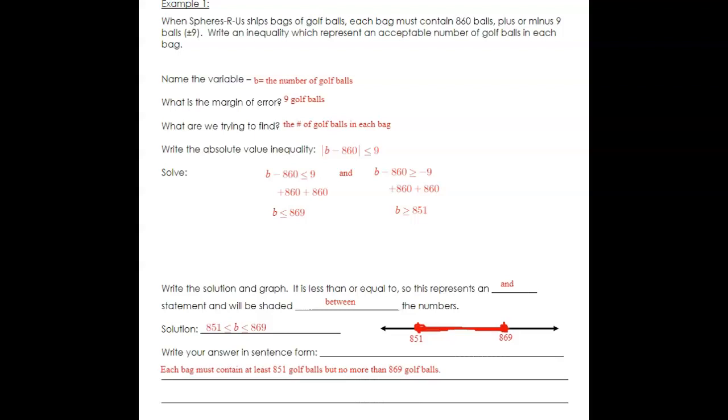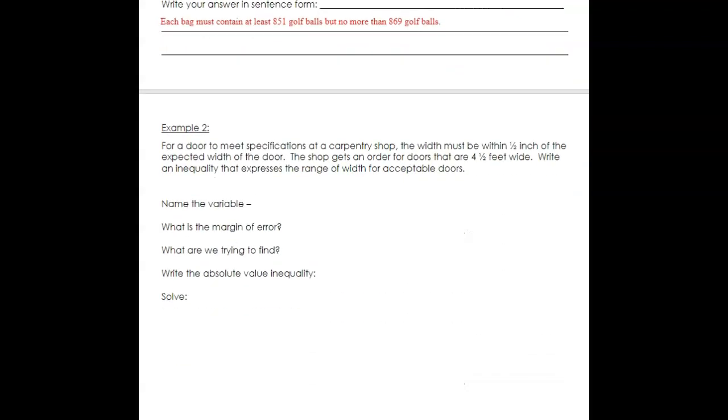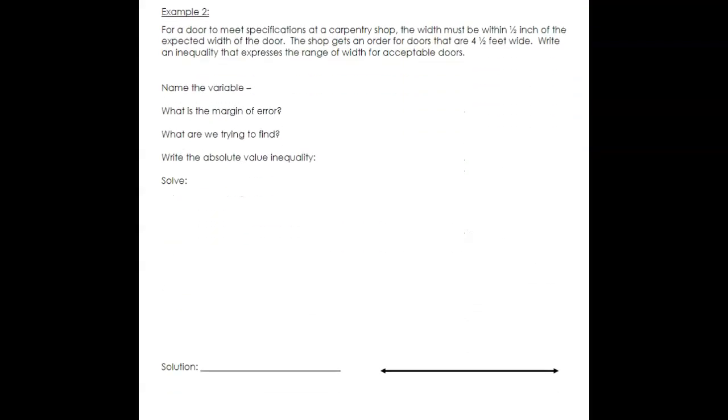So let's go ahead and move on to example 2. You saw all the things from example 1, and it took a while, so now let's move on to example 2. Example 2 says, for a door to meet specifications at a carpentry shop, the width must be within 1/2 inch of the expected width of the door. The shop gets an order for doors that are 4.5 feet wide. Write an inequality that expresses the range of width for acceptable doors.